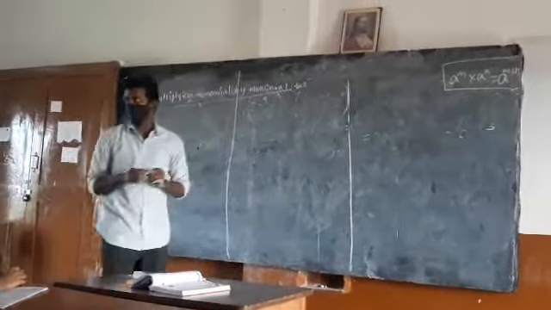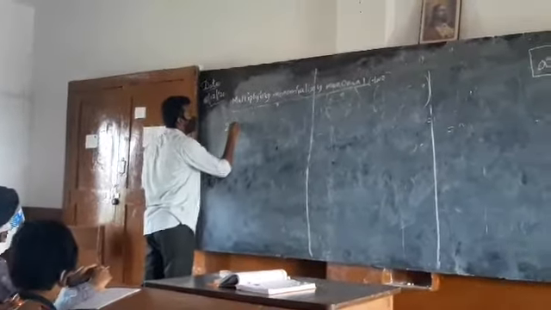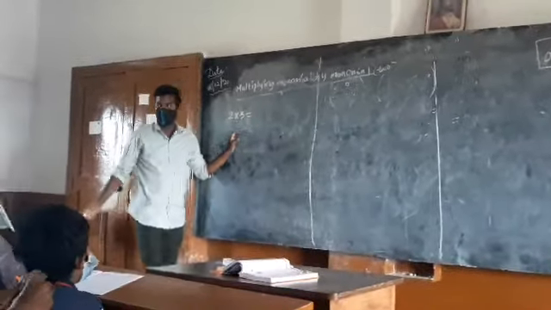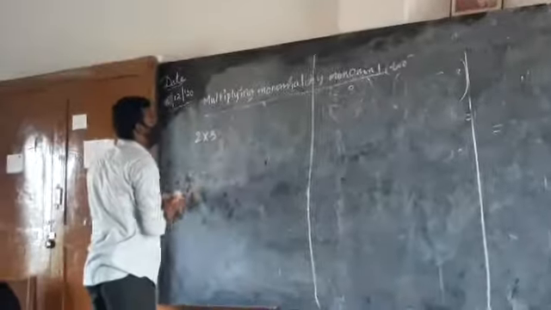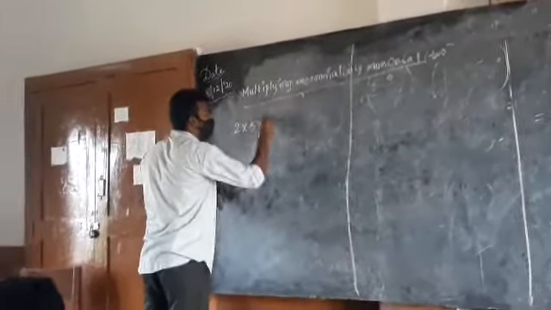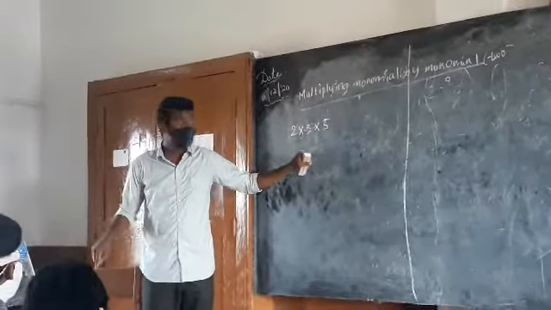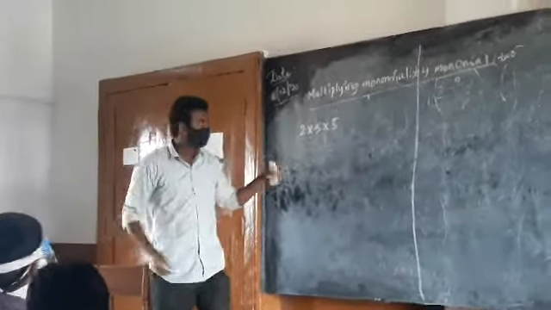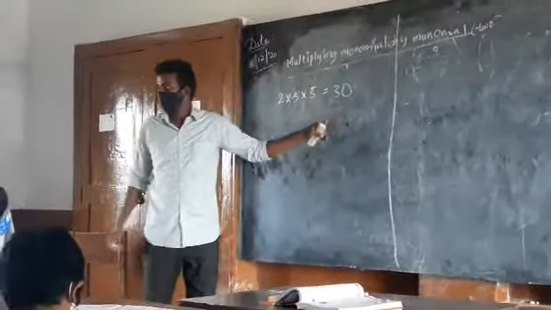Before actually going into that, let me tell you this. 2 into 3, what is the answer? 6. Very good. Suppose I extended the multiplication by multiplying another 5. What do you do? 2 into 3, 6, 6 into 5, 30. Very good. You can directly do the multiplication.